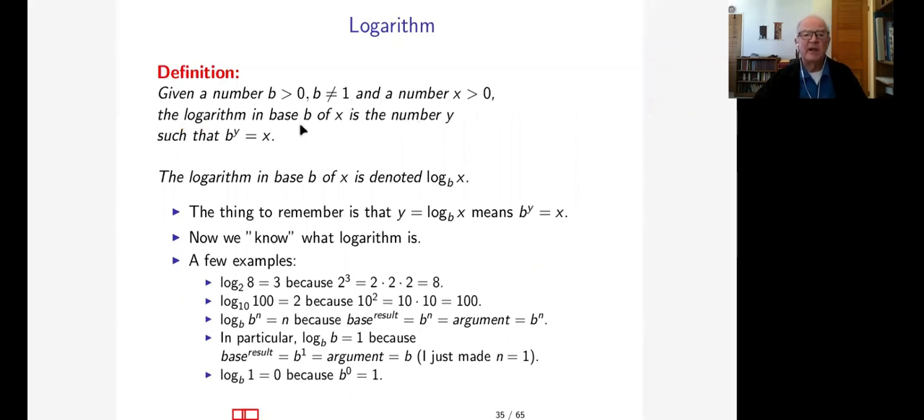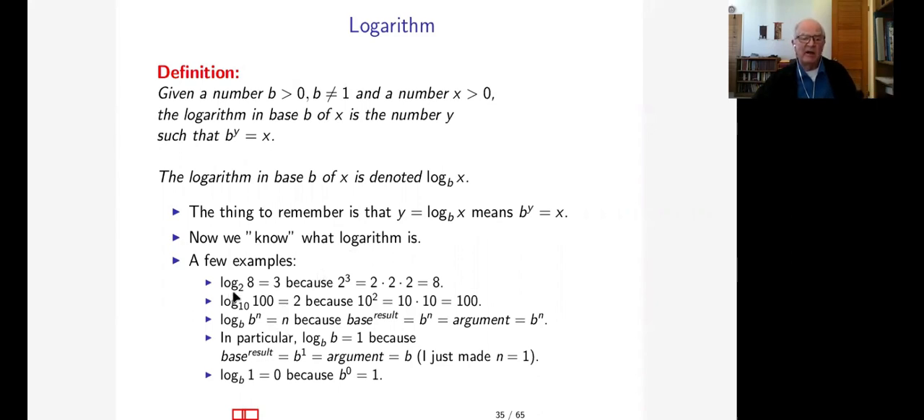Now the logarithmic function is the inverse. We say that given a number b, not one, and given a number x, the logarithm in base b of x is the number y such that b to the y gives x. So it's the inverse of the exponential: b to the y gives us x. The way we write this is that y equals log b x, log in base b of x. So y equals log in base b of x means b to the y equals x. So this is the formal definition, and this is it. Now we know it. Now we can legally talk about it.